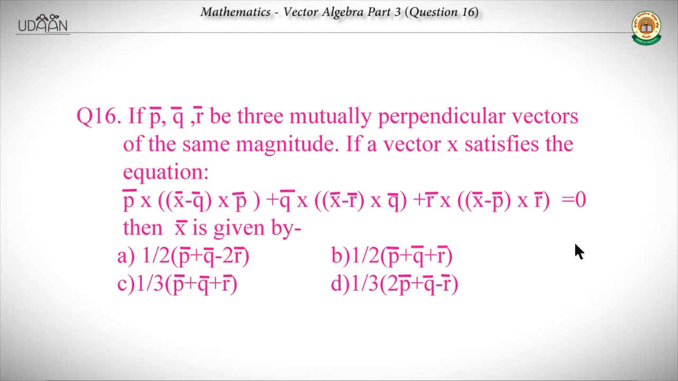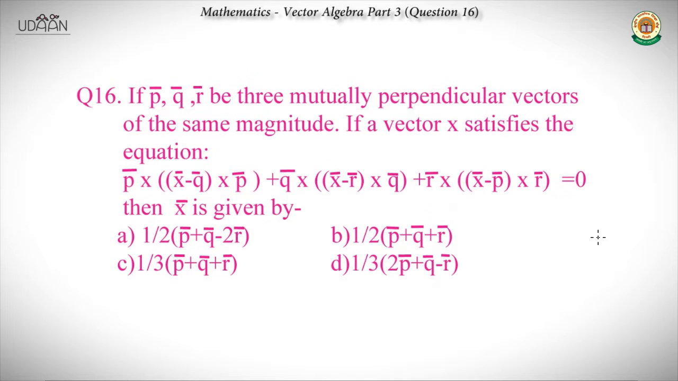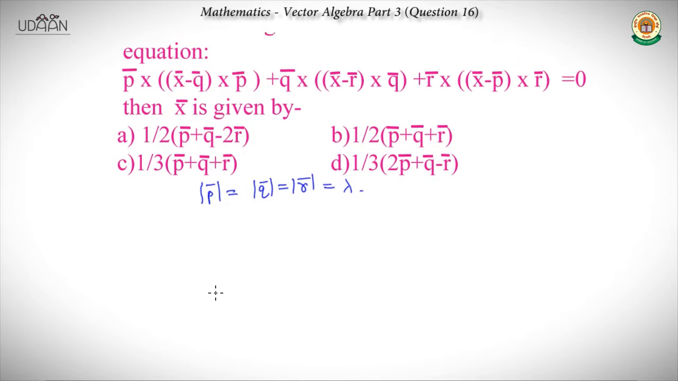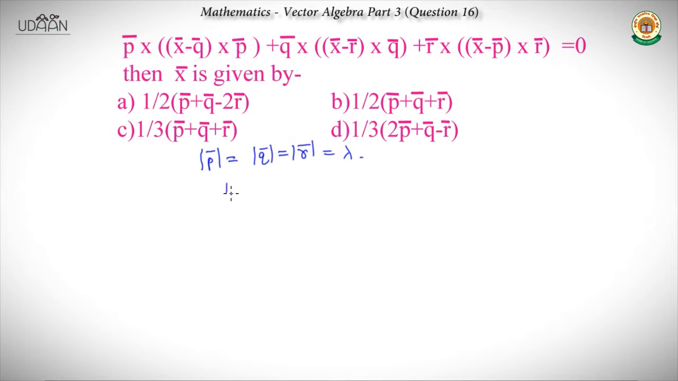So it is given that P bar, Q bar and R bar are three mutually perpendicular vectors, and it is also given that they are of the same magnitude. So let us assume that the magnitude of P bar is equal to the magnitude of Q bar is equal to the magnitude of R bar is equal to lambda, some constant. And it is given that they are mutually perpendicular. So P bar dot Q bar is equal to Q bar dot R bar is equal to P bar dot R bar is equal to 0.